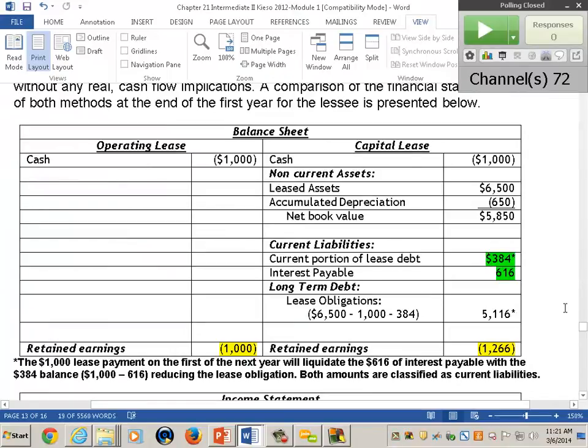you see that for an operating lease, the only effect is the cash outflow of 1,000 and the rent expense that's closed to retained earnings. But if it's a capital lease, you have $1,000 cash outflow. You also have the leased asset minus the accumulated amortization or depreciation. And then up in the current liability section, you have the amounts that are due in the next period.